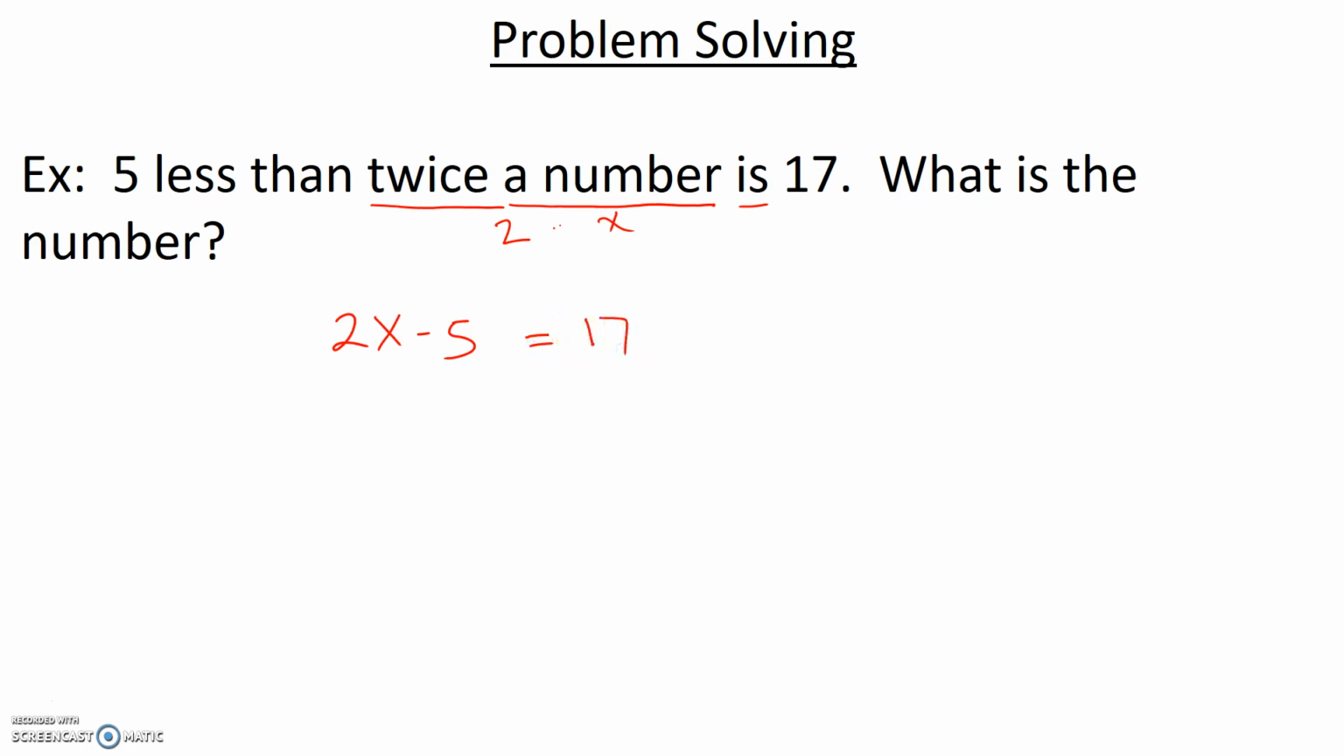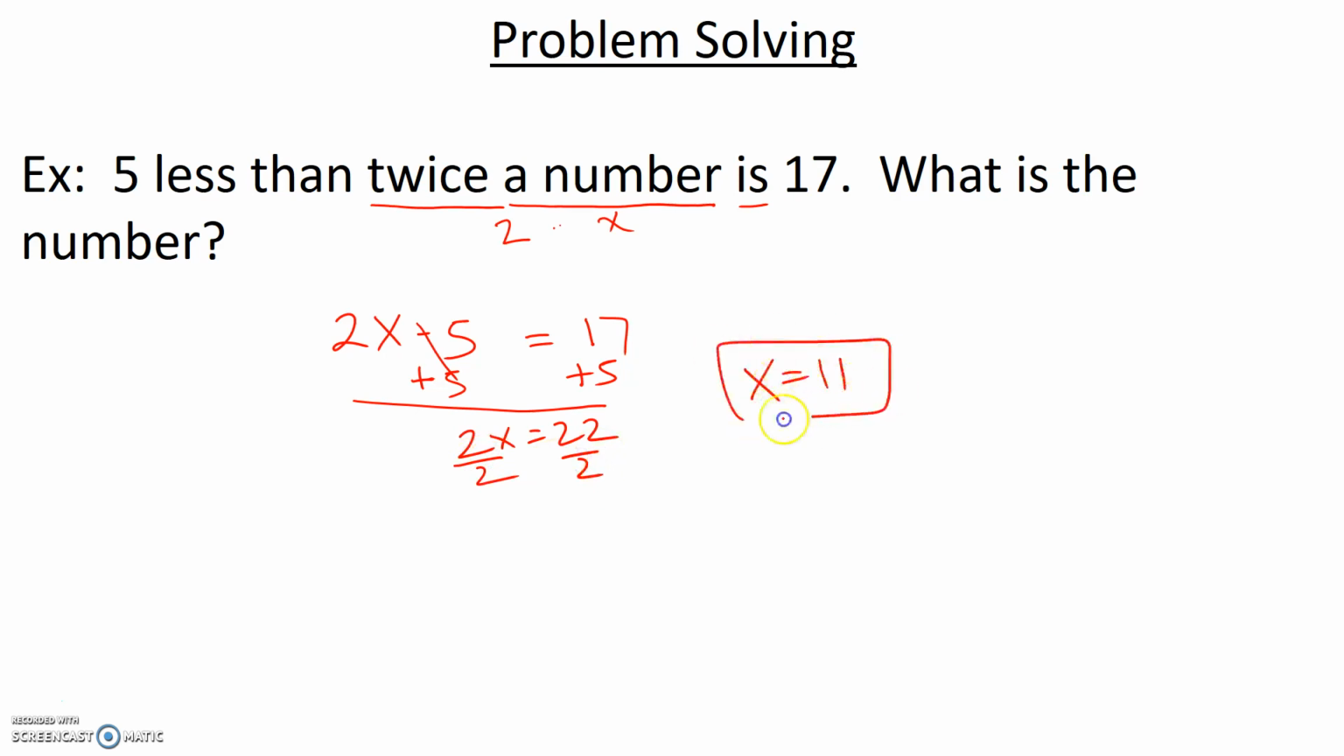Now what is the number? Let's go ahead and solve this. We add 5 to each side. That gives us 2x equals 22. Divide each side by 2, giving us x equals 11. Now let's verify. Is 5 less than twice 11 actually 17? So 2 times 11 is 22, and 5 less than that is 22 minus 5, which in fact is equal to 17.